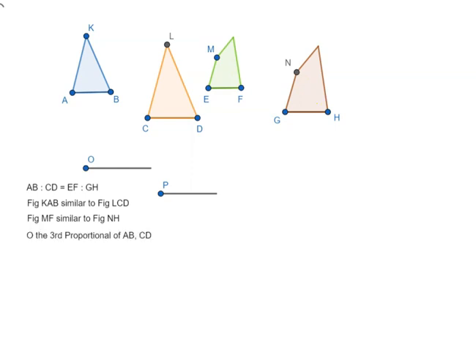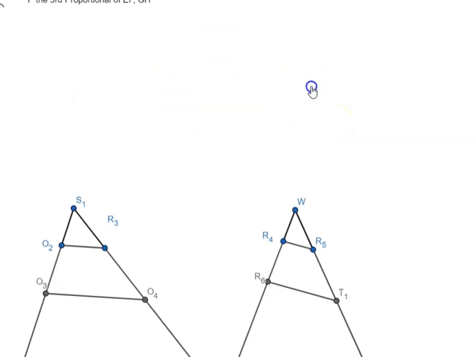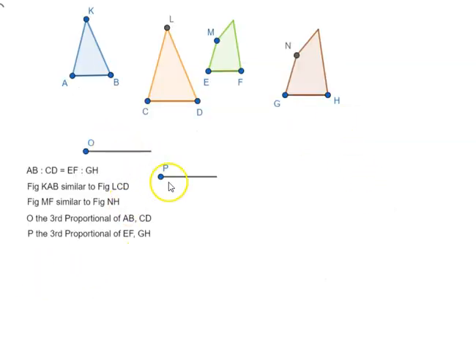So the first thing that we do is we find O, the third proportional to AB and CD. So we have AB is to CD, so we find the third proportional. Similarly, we find P, the third proportional of EF and GH. We know how to do that. I have done this here. We know that AB is to CD is equal to CD is to O. And similarly, EF is to GH as GH is to P. Because remember, O and P are the third proportionals.